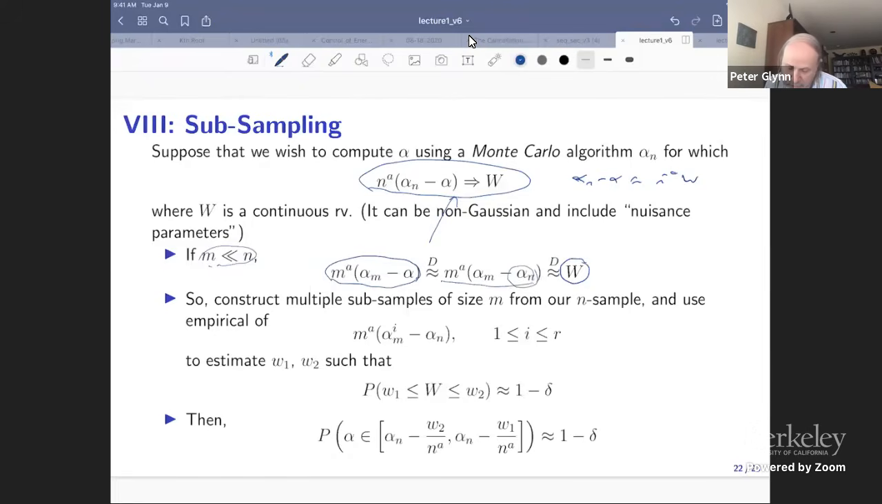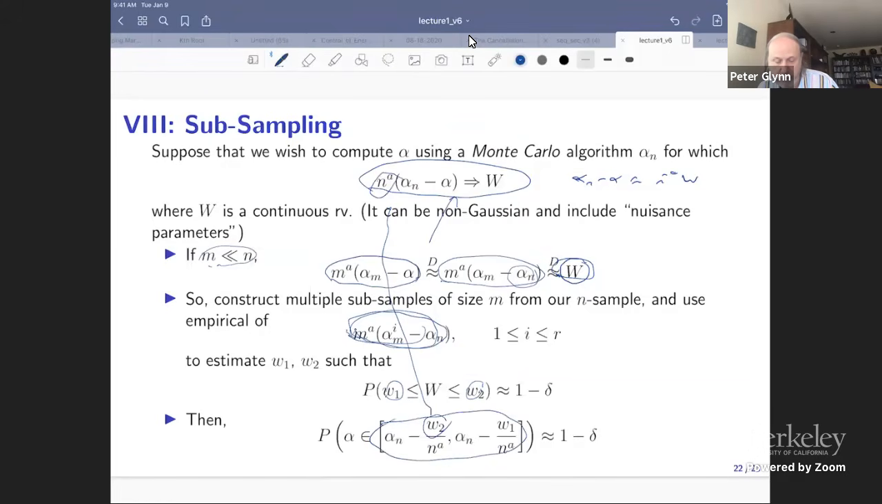And now the thing that's nice about this is that it is computable and constructible. So in particular, if we now just construct multiple subsamples of size m from our n sample, and we collect an empirical distribution of these quantities, this empirical distribution should be roughly the empirical distribution of W. From this empirical distribution, we can now select a w1 and w2 such that the probability of coverage within that interval w1 to w2 will be approximately, let's say, 90%. And now we just plug in that w1 and w2 into the original sample size n, and we get a legitimate confidence bound for this Monte Carlo algorithm.